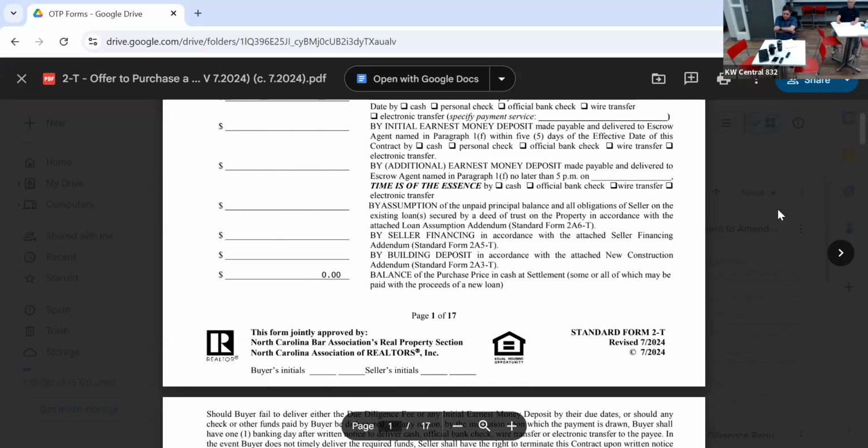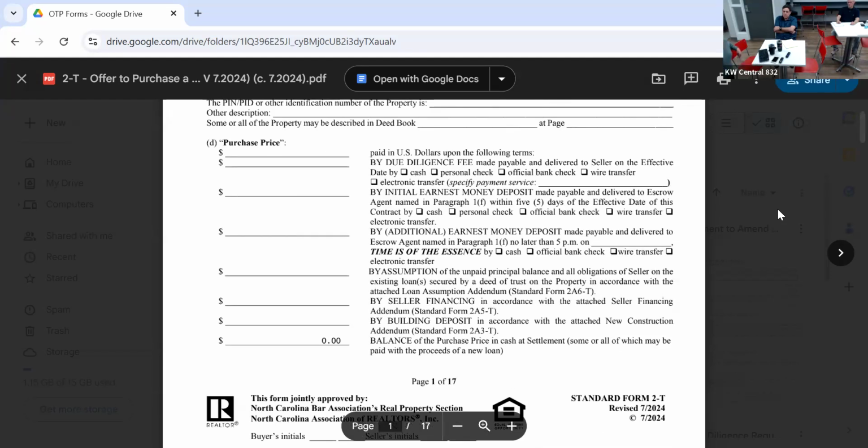Building deposit, if it's new construction, might be a building deposit. And then, of course, the balance. So the balance is the top number minus any of the rest of those numbers. And what's the balance number?